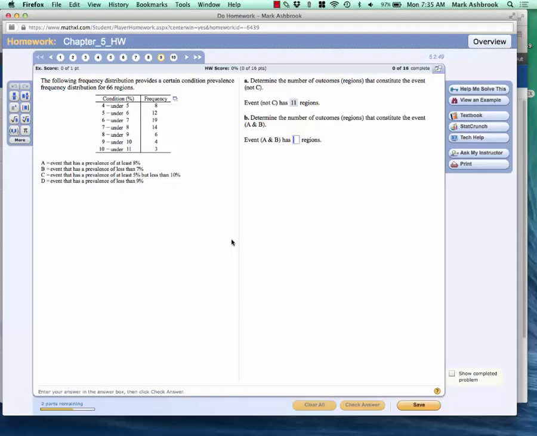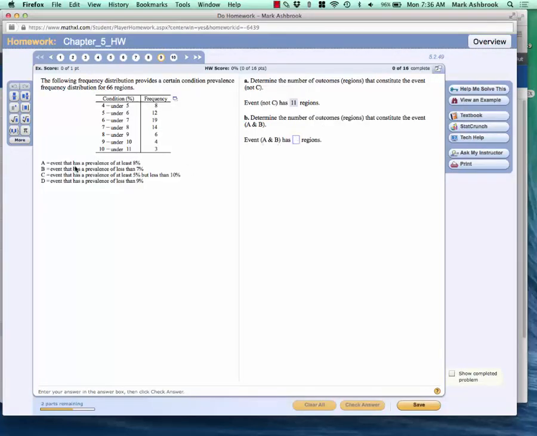Okay, then it says the event A and B. So we got to remember the difference between and or. And is where both things have to be satisfied. Or it could be one or the other or both. So when you say and, this is where it may get a little tricky, because you may think I'm just going to count up everything in B and everything in A and add them together, but that's not right, because it's got to be A and B. Both have to be satisfied.